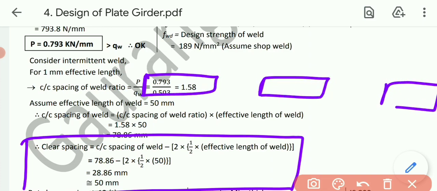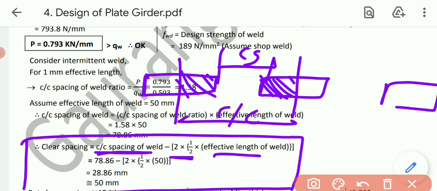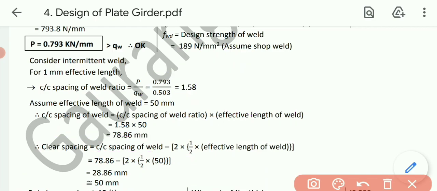Like this, this one is center to center spacing, and clear spacing is this one. So from center to center spacing we need to deduct half from both sides, so ultimately one whole effective length will be subtracted. So the formula is center to center spacing of weld minus 2 times half of effective length. So 78.86 minus 2 times half of 50, that is the effective length of weld. So ultimately the answer comes 28.86.